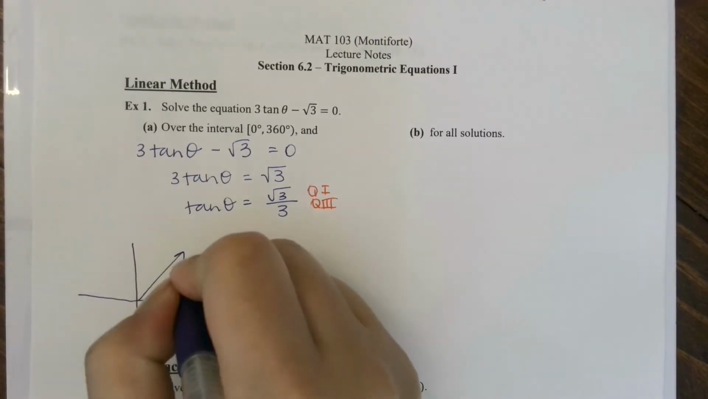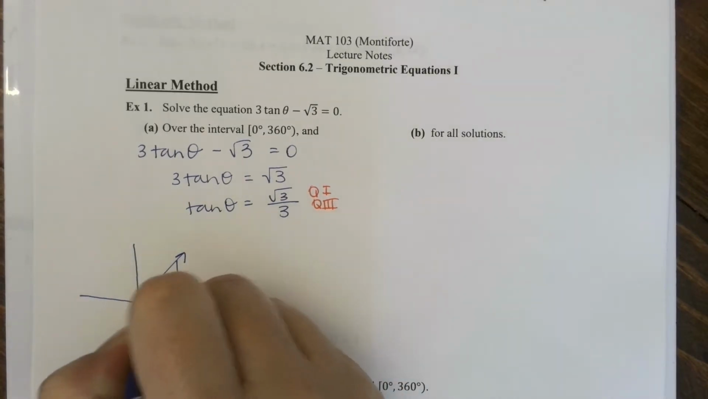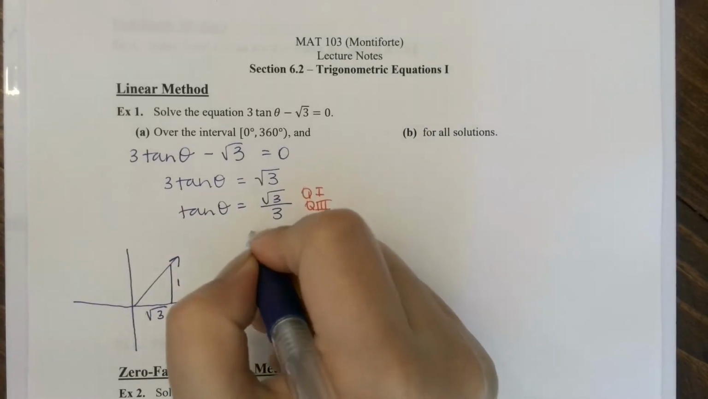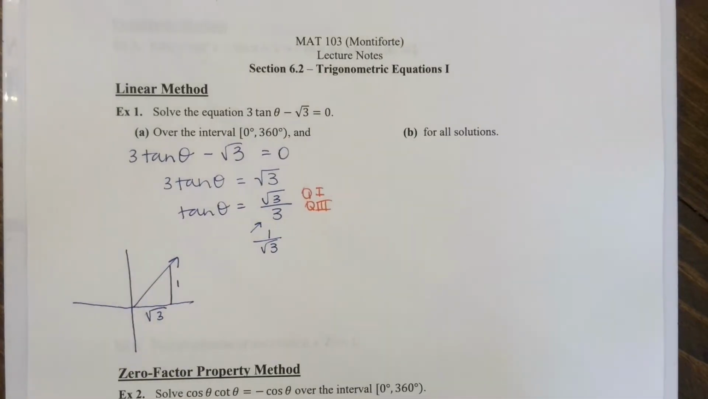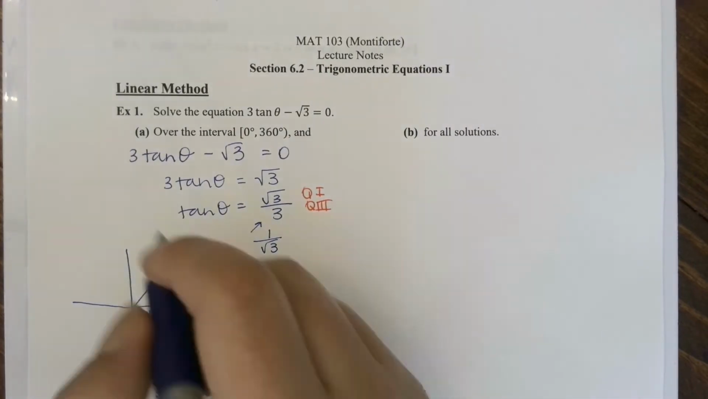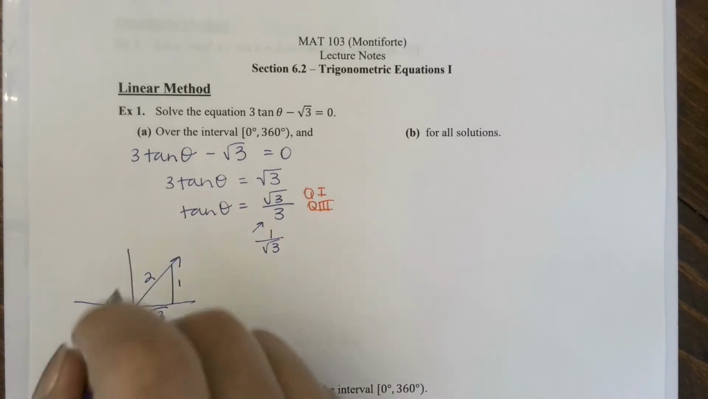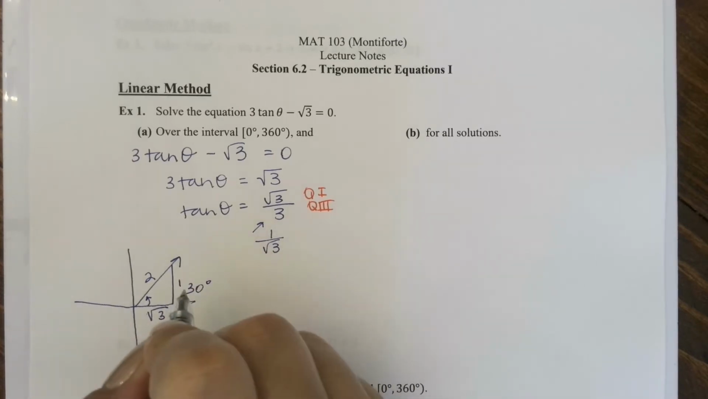Alright, so first I'm going to work in quadrant 1. So tangent theta is y over x. Okay, so y would be 1, and then x would be square root of 3. So remember that this is the same as 1 over the square root of 3. Okay, and then this is our 30, 60, 90. So our radius is 2. And this angle here is a 30-degree angle.